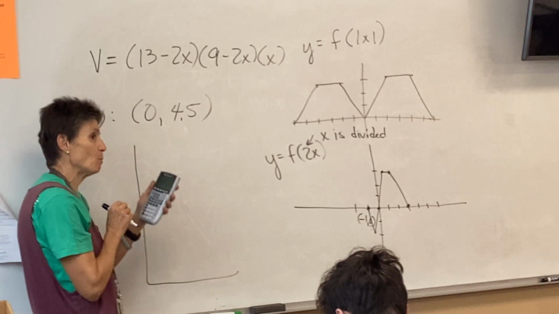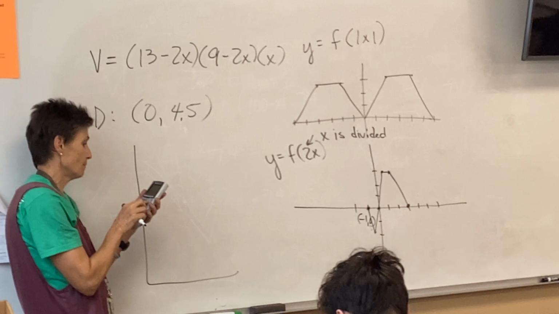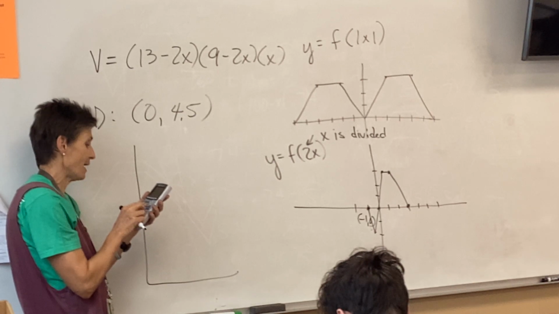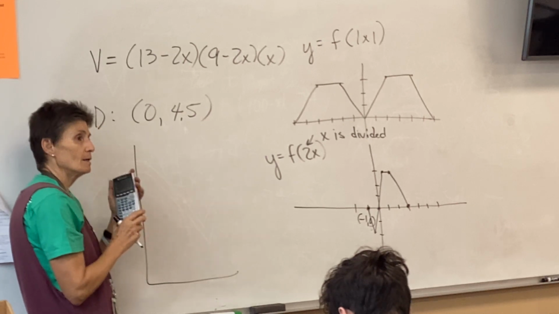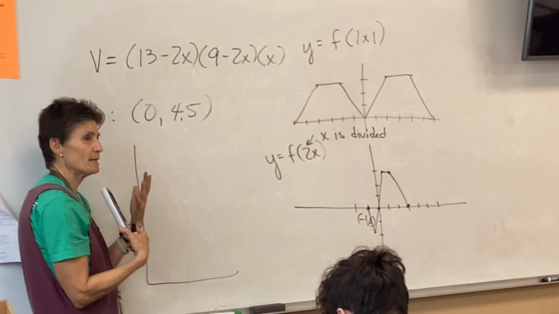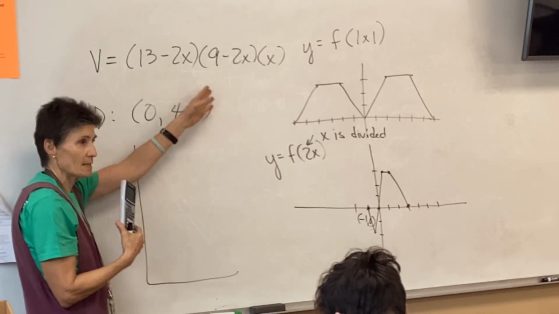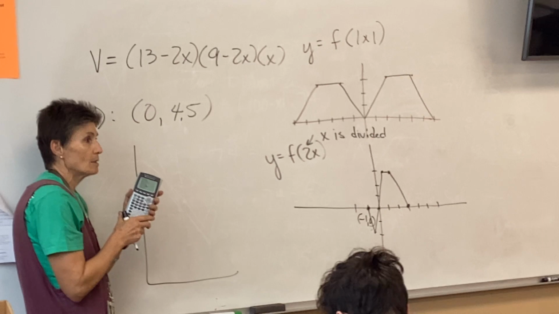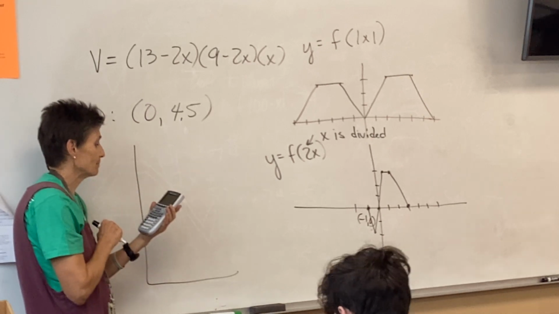And I'm going to change my window: x from 0 to 4.5, then y is going to be 0. And I still have 800 in here, but that's probably a little bit big for this one, because these 13 and 9 are smaller numbers. Call it 250. Graph.